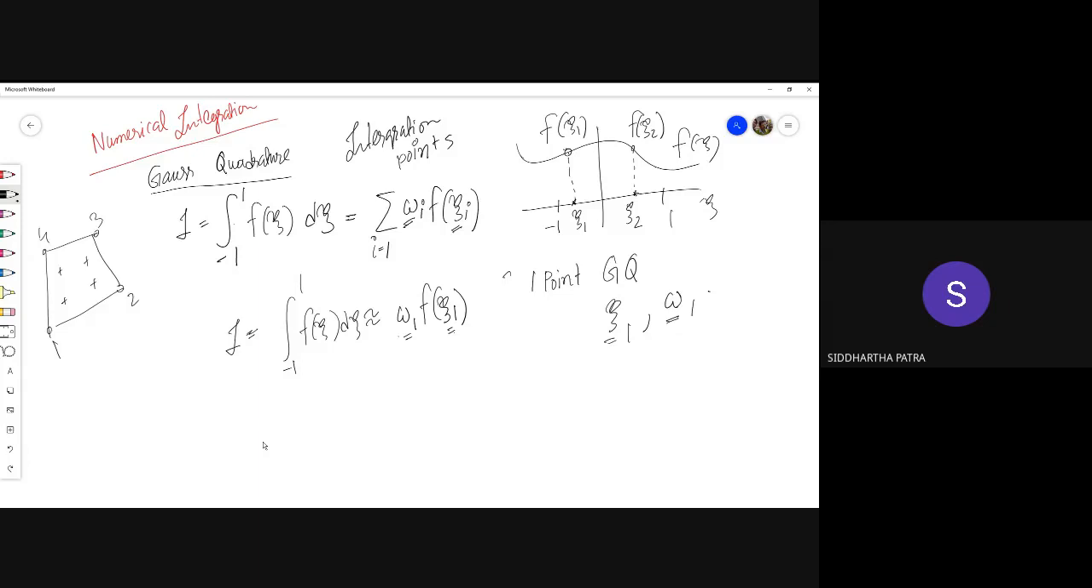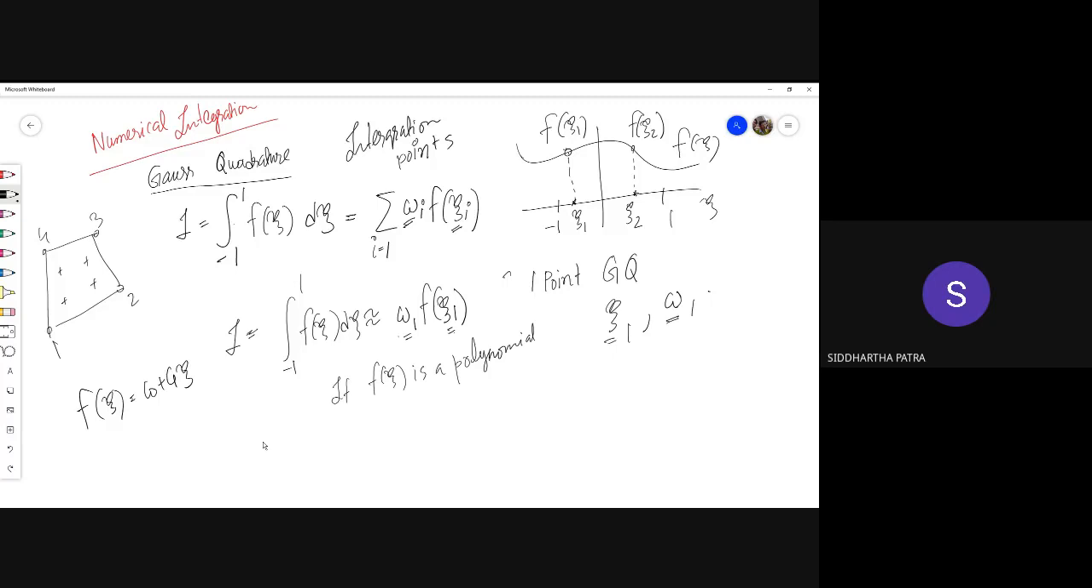Now imagine if f of xi is a polynomial. What polynomial can be accurately modeled with two parameters? What polynomial has two parameters? A straight line. So if f of xi is linear in xi, let's say f of xi is c0 plus c1 xi.